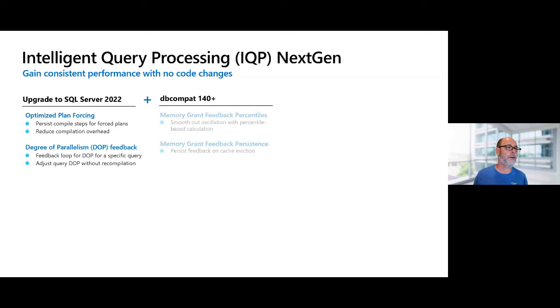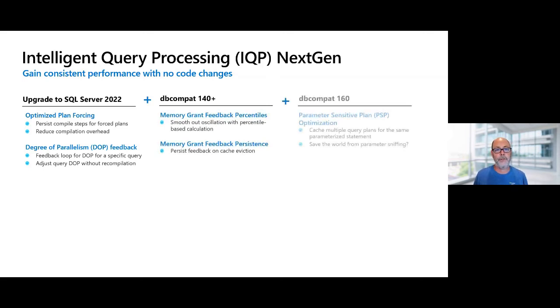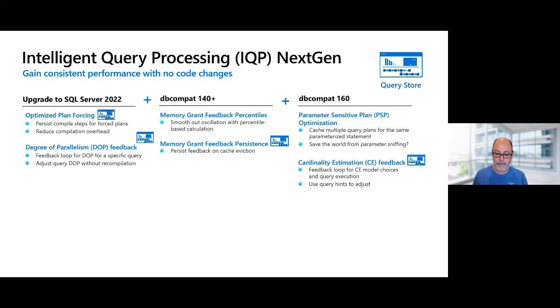Well, first of all, of course, we need to use SQL Server 2022. We have to set up the database compatibility level to 160, right? So this way we can use DOP feedback and CE feedback, right?